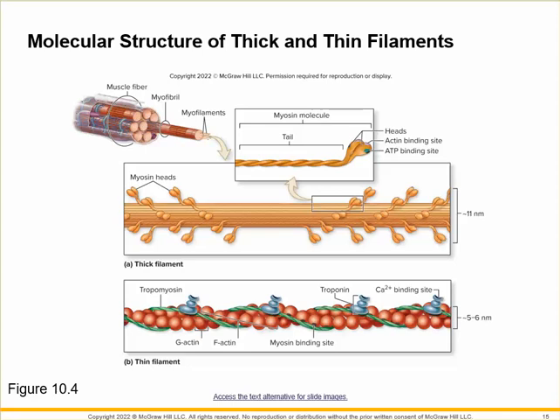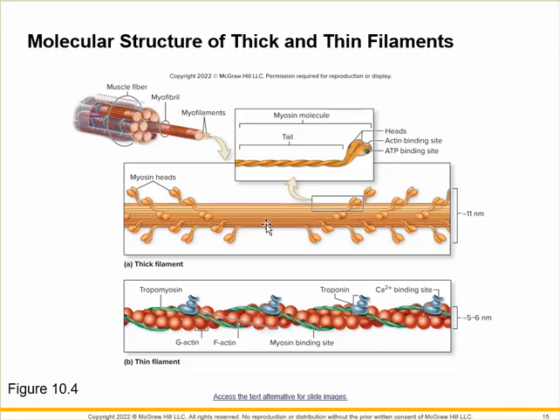So if we look at the thin and thick filaments, one myosin molecule is this twisted tail and two heads. Now, on the heads, there are two binding sites. One binding site will bind with actin. The other binding site binds with ATP. These things are twisted together in a rope with all the heads sticking out. So it looks kind of almost like Velcro.